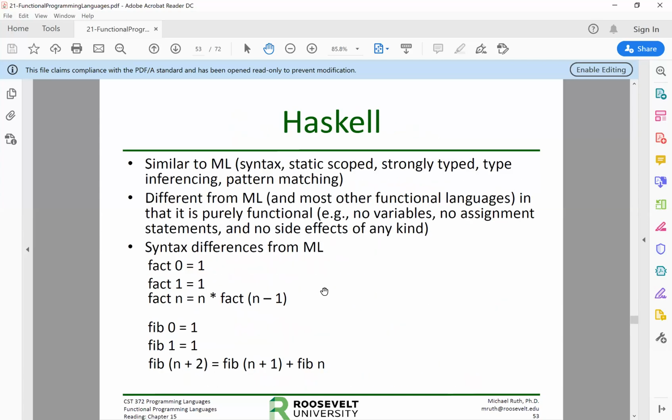All right, so for Haskell, syntax differences look like this: Fibonacci sequence, the factorial difference. As you can see, it looks pretty natural. Fact 0 equals 1, fact 1 equals 1, fact n equals n times factorial n minus 1. That's a pretty natural way of writing that. Fibonacci 0, Fibonacci 1, Fibonacci n plus 2 equals Fibonacci n plus 1 plus Fibonacci n. Okay, that's pretty good, right?